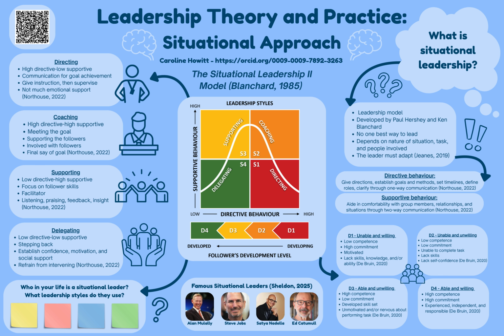D2 followers are unable and unwilling to complete a task. They possess low competence and low commitment and are unable to complete a task because they lack the skills and self-confidence to do so. D3 followers are able and unwilling to complete a task. They have high competence and low commitment. Despite their developed level, they are unmotivated and nervous about performing a task.